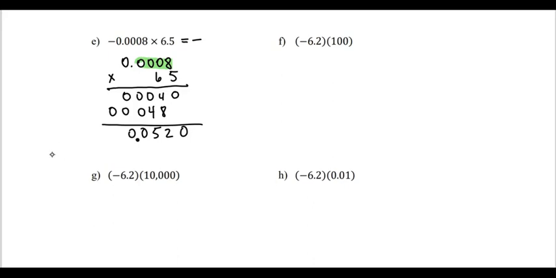So here is my official answer, negative 0.052. Notice that I am going to drop the last zero. I can only do that after I found my placement for the decimal point. Otherwise, the answer is going to be wrong.